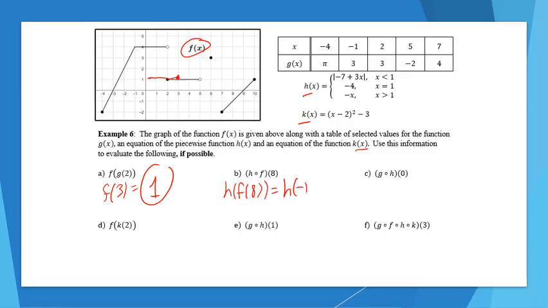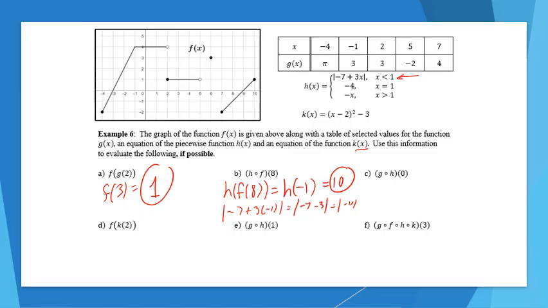be negative 1. And then h of negative 1 is, remember, we have a piecewise function. So we've got to look at the criteria for our piecewise function here, which is negative 1. So that's going to fall on this category. So we're going to plug negative 1 in there, which is the absolute value of negative 7 plus 3 times negative 1, which is the absolute value of negative 7 minus 3, which is the absolute value of negative 10, which is equal to just positive 10 there. So that should be our answer for part B.